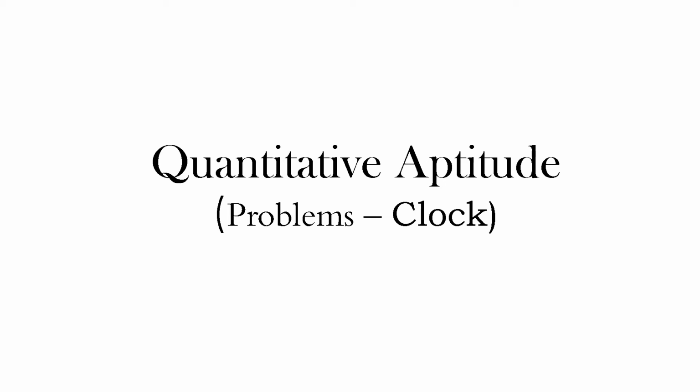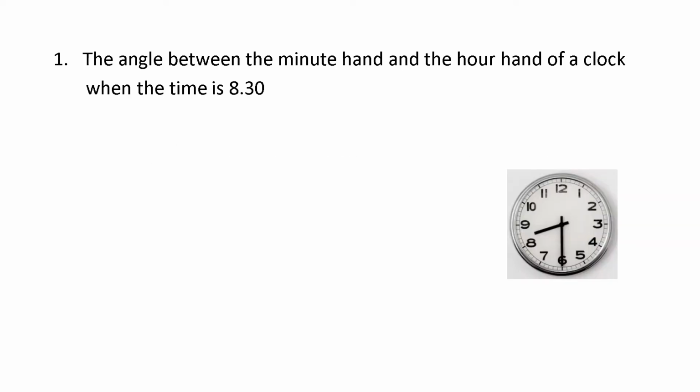Today we are going to discuss quantitative aptitude problems related to clock. So let's see. The first question is the angle between the minute hand and hour hand of a clock when the time is 8:30. So the angle we have to find. The time given is 8:30. So this is the clock image.